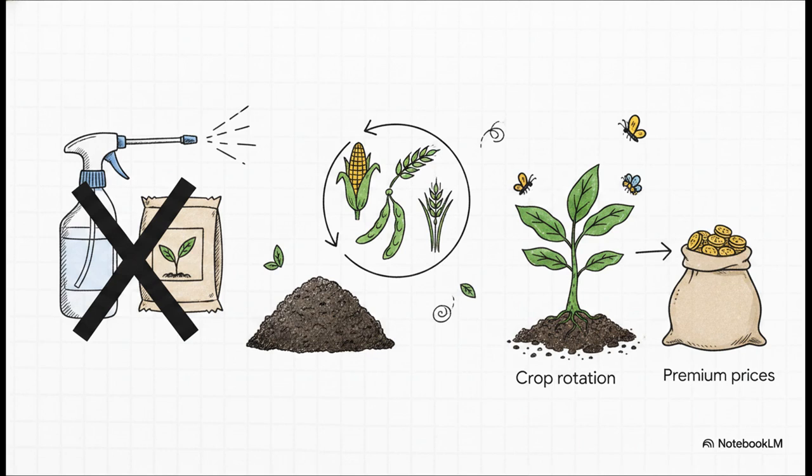Think about it. By ditching those incredibly expensive synthetic fertilizers and pesticides, farmers instantly slash their production costs. Relying on things like composting and crop rotation restores the soil, conserves local biodiversity, and, best of all, lets these farmers tap into premium price tags in rapidly growing consumer markets.